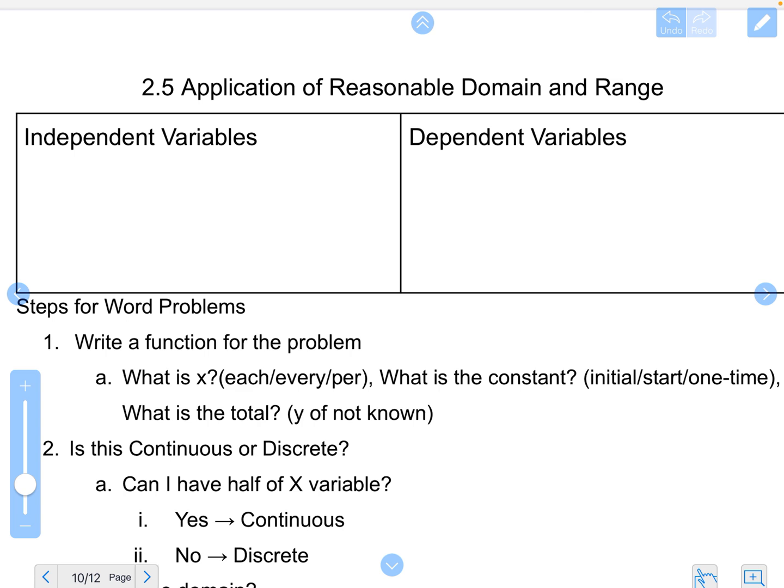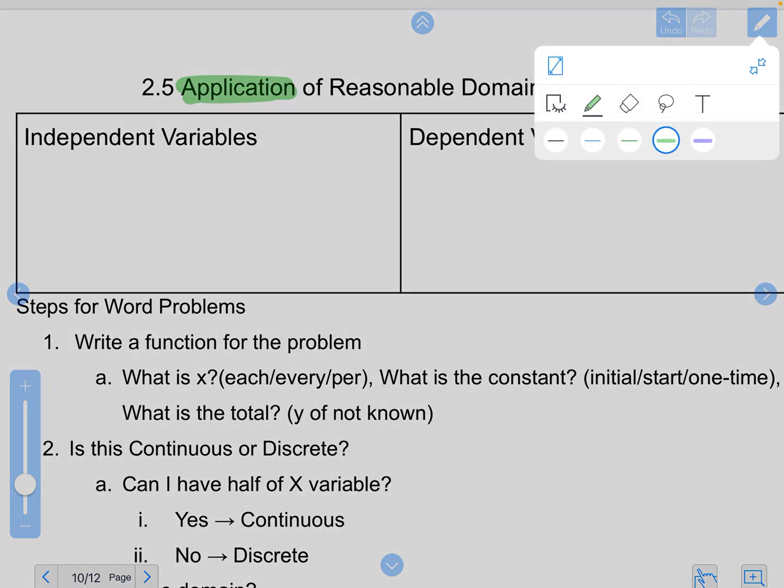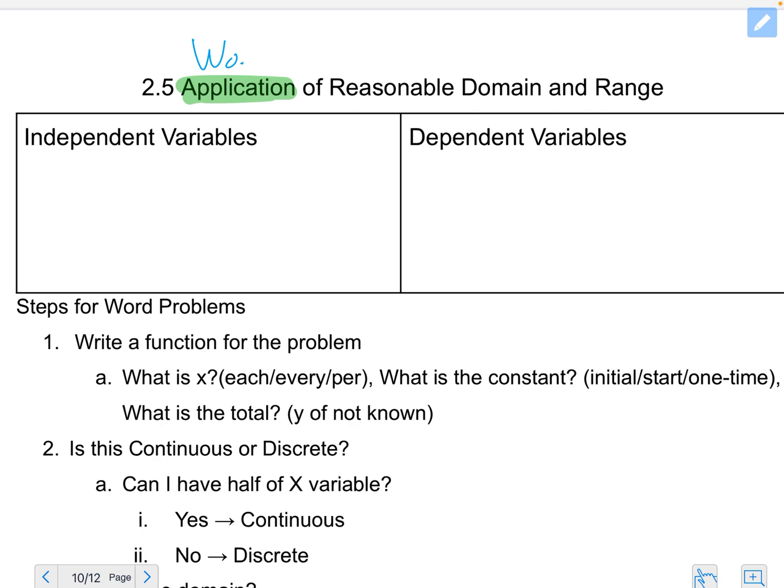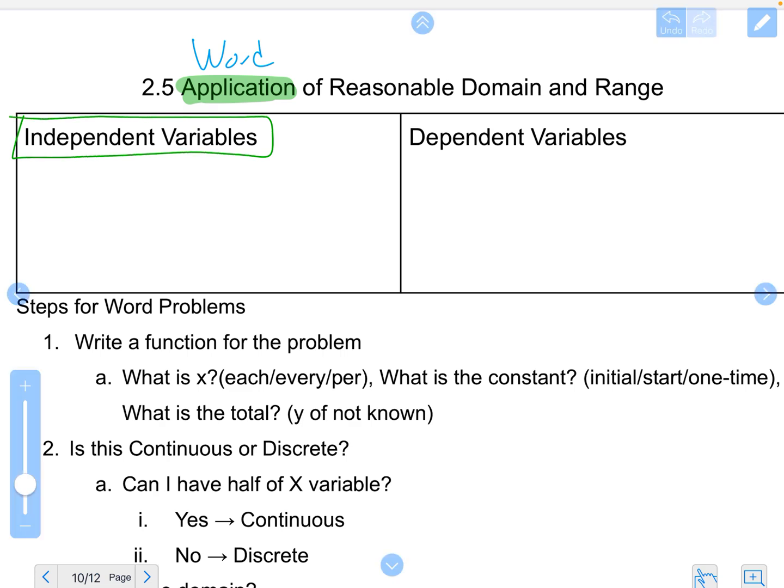Today we're going to talk about application of reasonable domain and range. And all we mean by this word application is we mean word problems. So what I want you to do real quick is I want you to fill in this table about our independent variables. Look at your 2.2, 2.3, and 2.4 notes for what our independent and our dependent variables are. If you don't have those notes, then go ahead and look at the completed class notes for them.